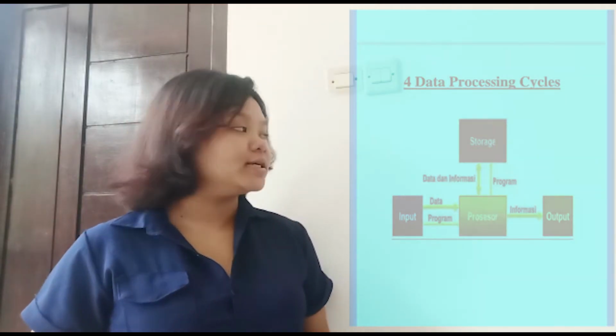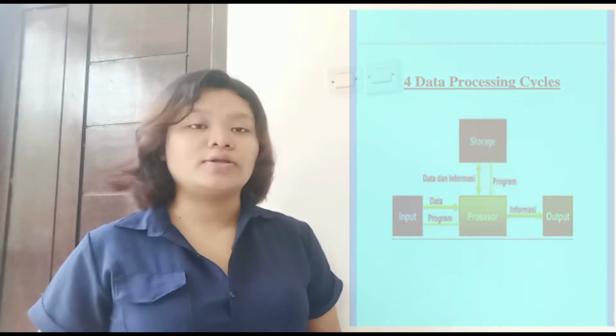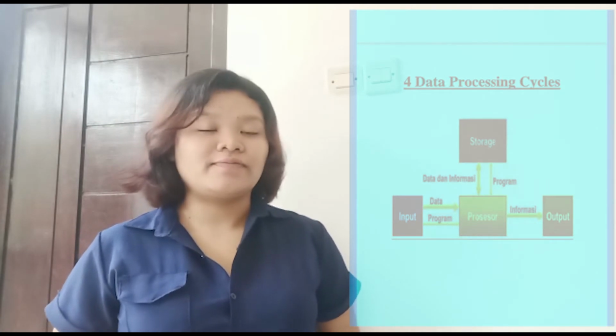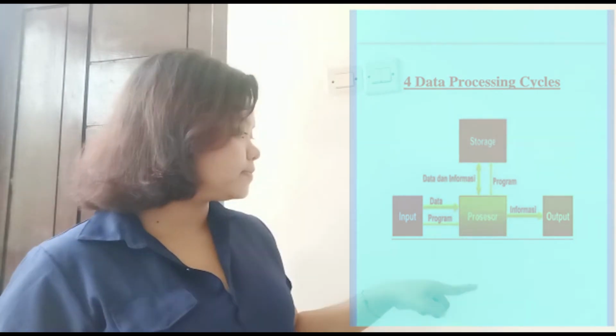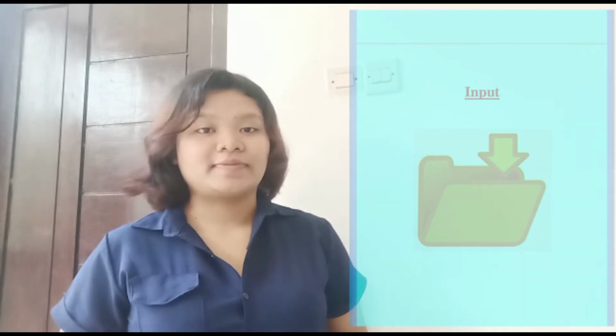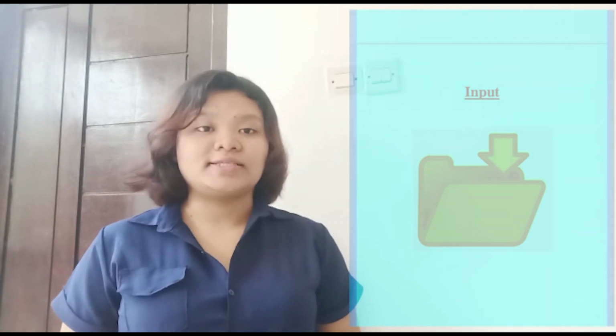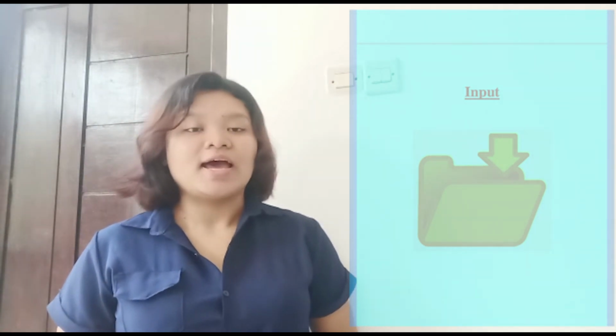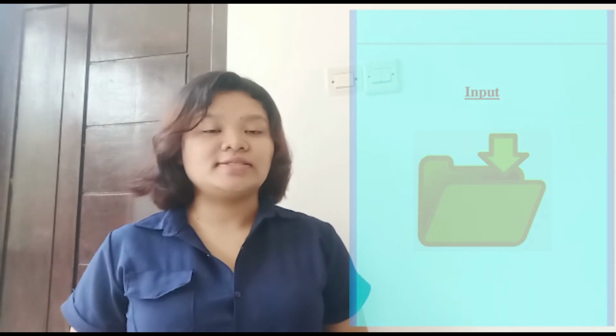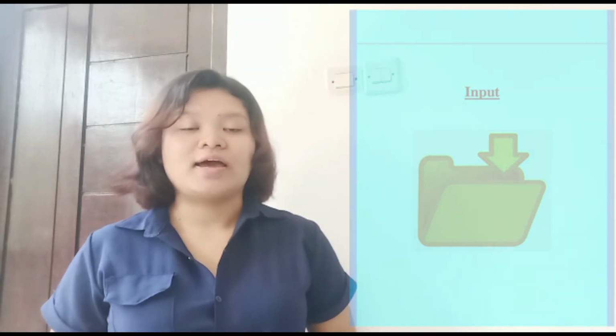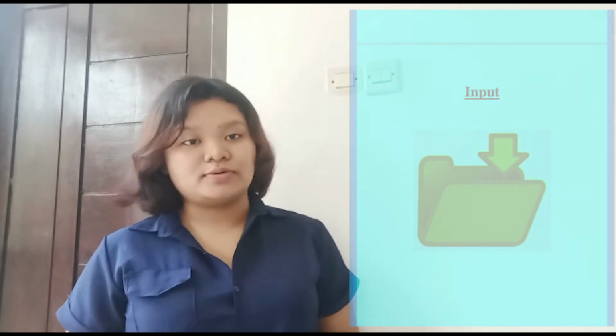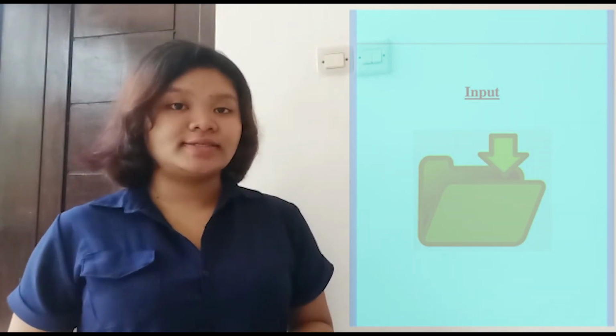This image is a data processing cycle on a computer consisting of number one, input. The process of entering data or instructions. Input devices are devices used to enter data. For example, keyboard and mouse. Okay, next number two is process or CPU.